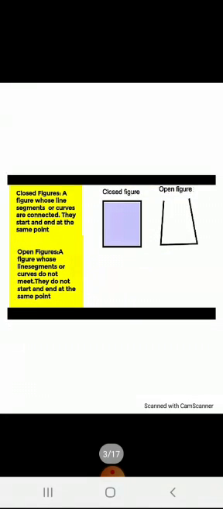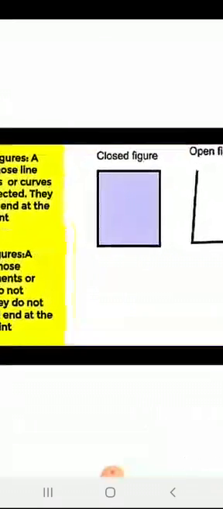What is meant by line segments here? The square is drawn with the lines, isn't it? All the line segments are closed. From one point it will start, and again the other end will come to the starting point. All the 4 corners are closed. So we'll say it is a closed figure.